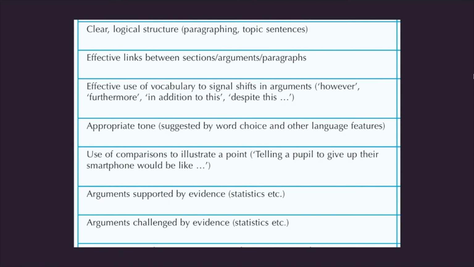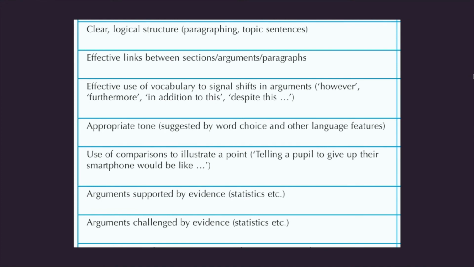So, what are we looking for in these main body paragraphs? We need them to be clear and logically structured. So, paragraphed, right? I don't want to see any drafts being handed in that don't have any paragraphs. That would be a disaster. And topic sentences. Those introductory points are a good way to make sure that your essay is clear and logical and has a nice flow to it. Effective links between the sections, the arguments, the paragraphs. So use some of those linking phrases that I talked about. Effective use of vocabulary to signal shifts in arguments. So, however, furthermore, in addition to this, despite this, try and use those language examples in your essay.